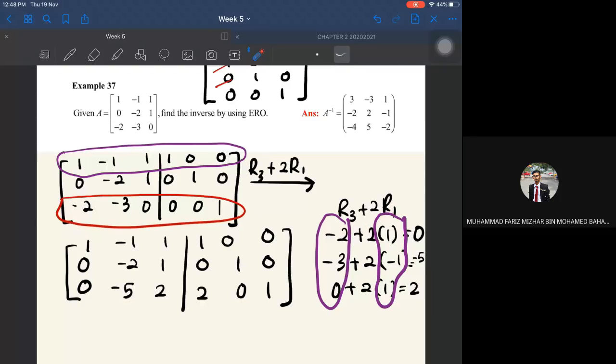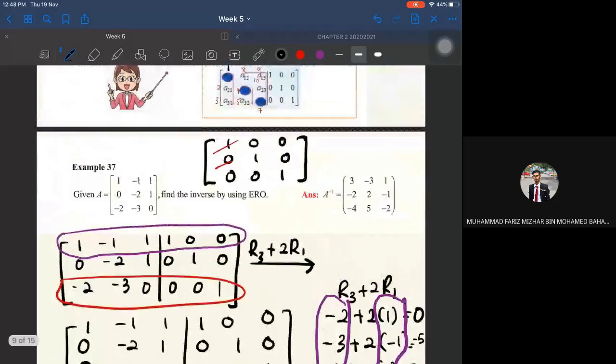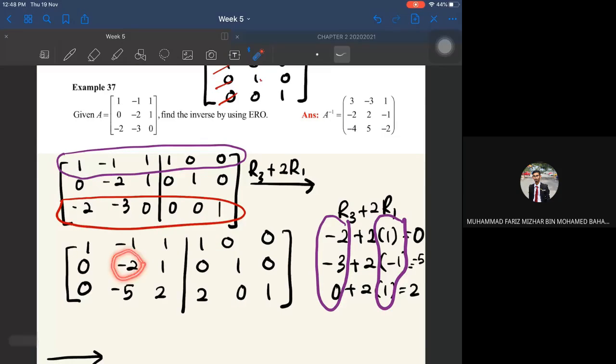Okay. So kita proceed dengan second step. Okay, let's say for the second step ni kita nak jadikan apa pula? Kita nak jadikan yang ni satu kan, sebab ni dah settle. Okay, kita nak jadikan ni satu. 1, 2, 2 ni, element of A22 is equals to 1. Kita nak jadikan this value. Yang you ada adalah negatif 2. So macam mana negatif 2 nak jadi 1? Agak-agak awak apa nak kena buat? Negatif 2 nak jadi 1.